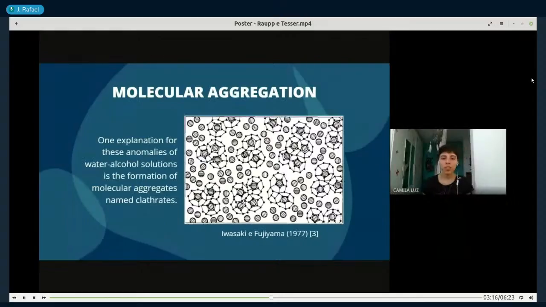So one explanation for this anomaly of water-alcohol solutions is the formation of molecular aggregates named clathrates. In this figure, we can see that the big circles represent the alcohol and the black dots represent the water, and it shows that water forms a kind of cage involving and imprisoning the alcohol molecule.